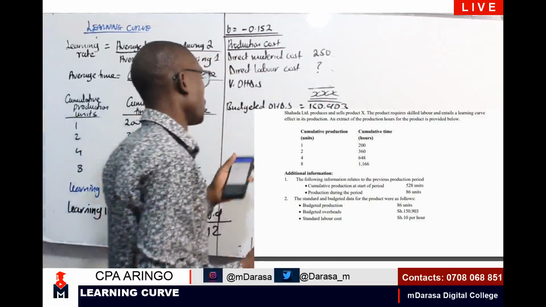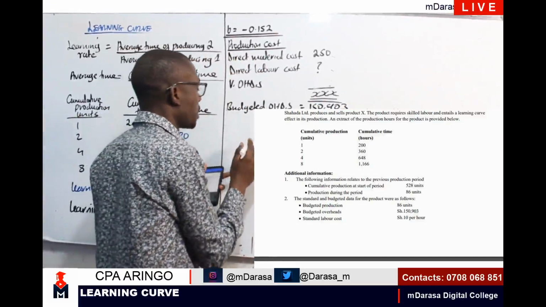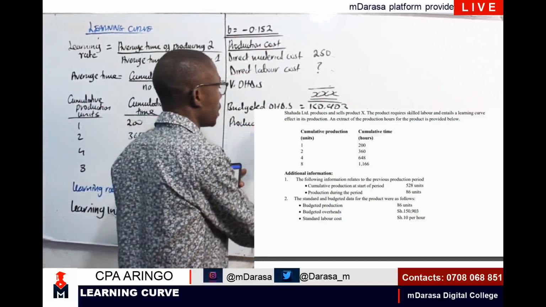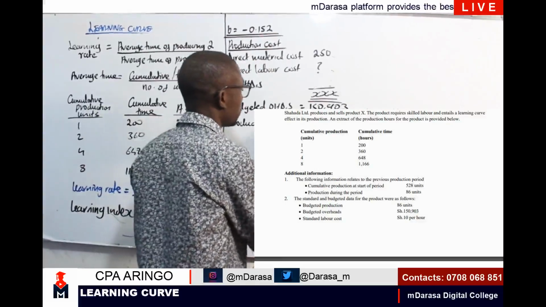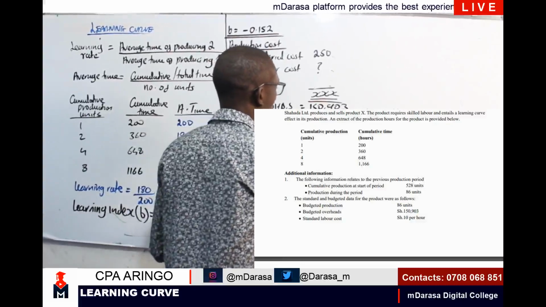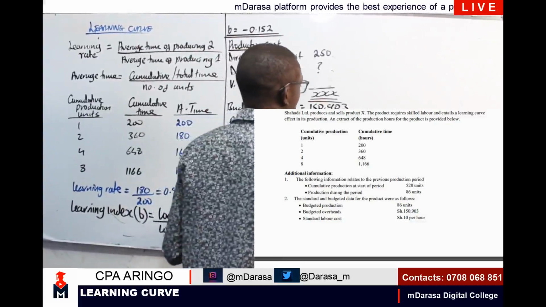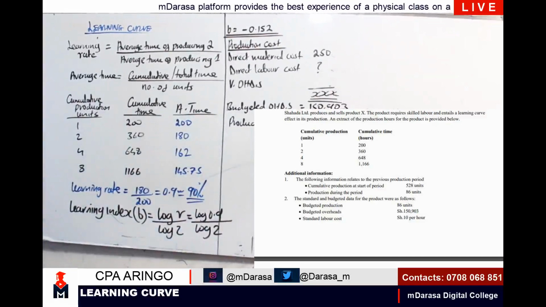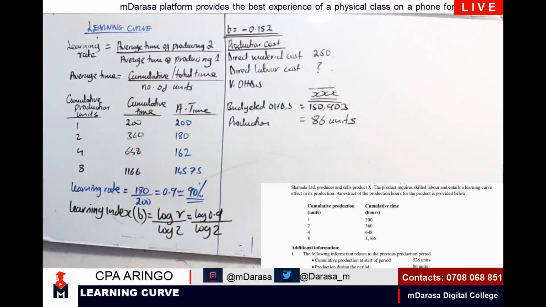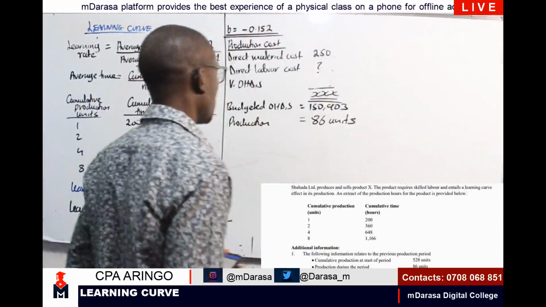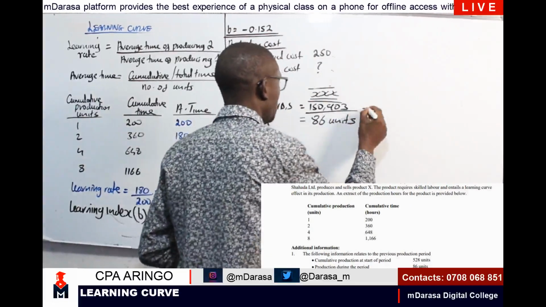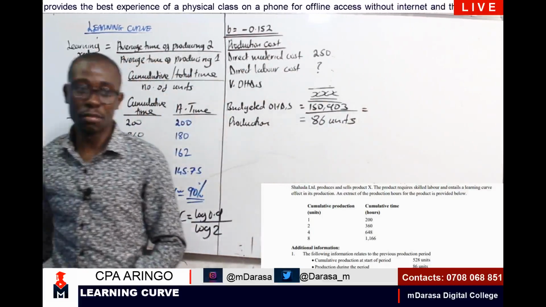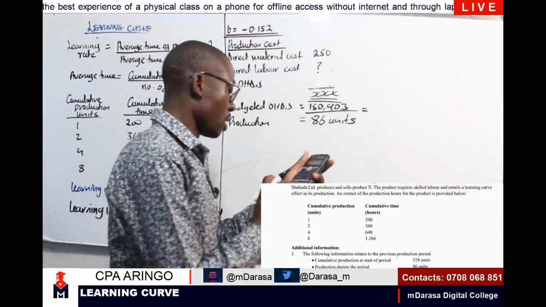150,903. And this budgeted overheads relates to the production of how many units? Our production for the period, in this case, was 86 units. So the big question you're going to ask yourself is, can you determine your production overhead cost per unit? Our overheads per unit, of course, are determined by dividing that.